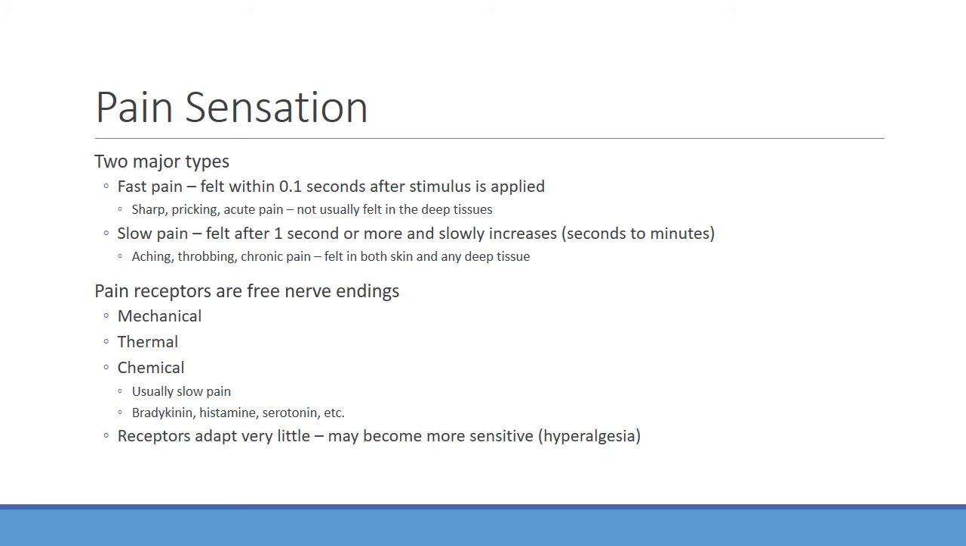So you think about, say you cut your finger, it hurts immediately, right? But say you put a Band-Aid on, the next day it's just kind of throbbing, kind of achy. A lot of it has to do with that slow pain. Those chemoreceptors are detecting things like that serotonin and that inflammation that's happening there.